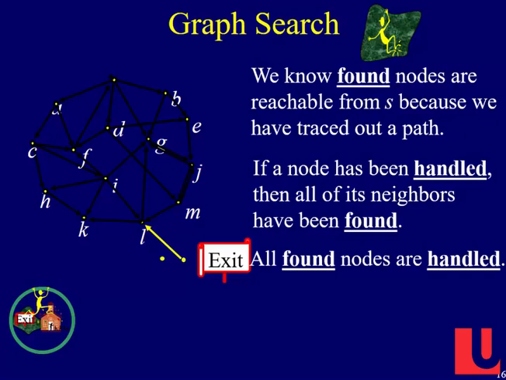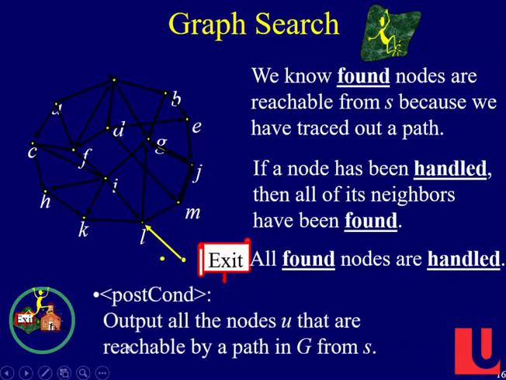There, I like that one. He said we visit every node, we found every node that we can. And what's the definition of can? It's reachable from S, right? The condition we want is that all nodes U that are reachable by a path in G from S have been found. In fact, we need that the set of nodes that are reachable is going to equal the set of nodes that are found, right?